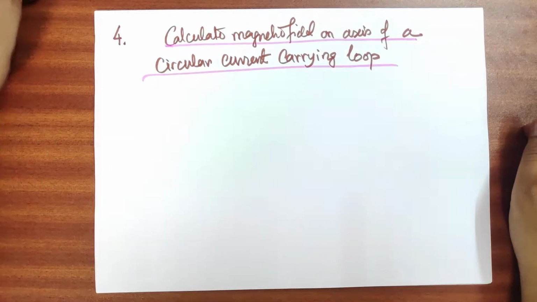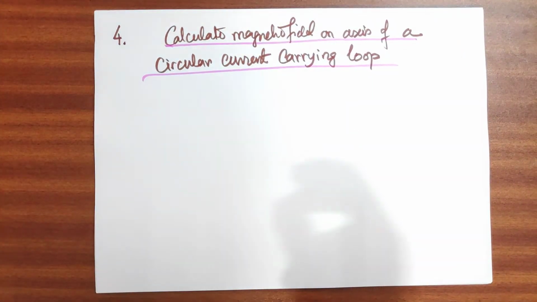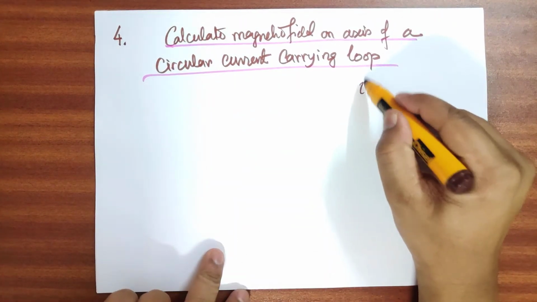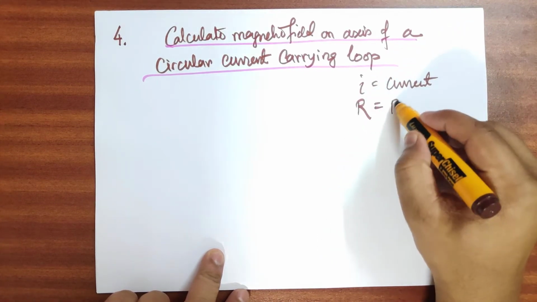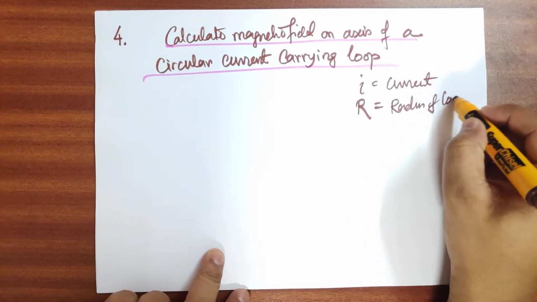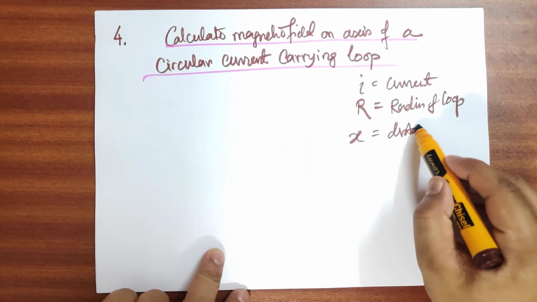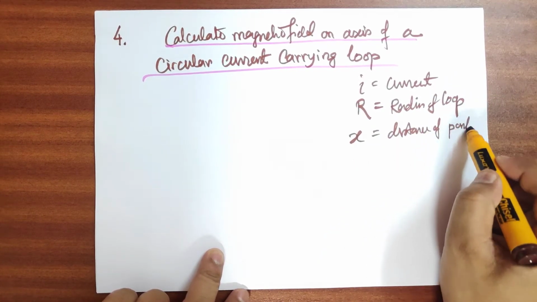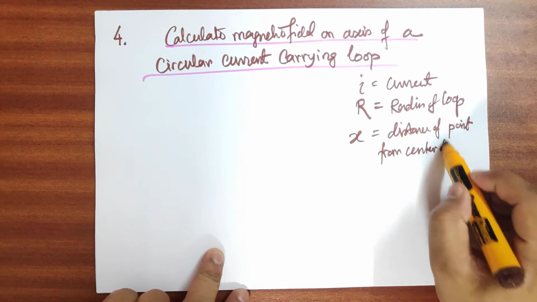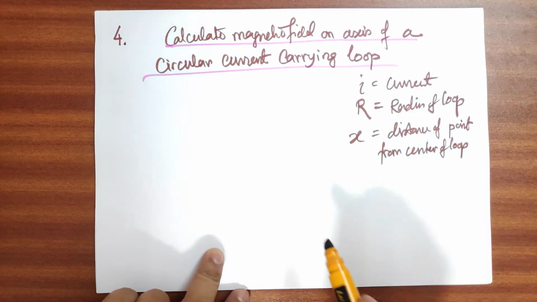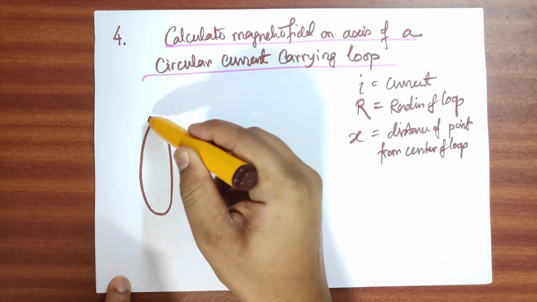We will calculate the magnetic field on the axis of a circular current carrying loop, where the current carried will be I and the radius of the loop is R, and x is the distance of the point from the center of the loop. That means the point where you have to calculate the field. So the diagram will be like this.